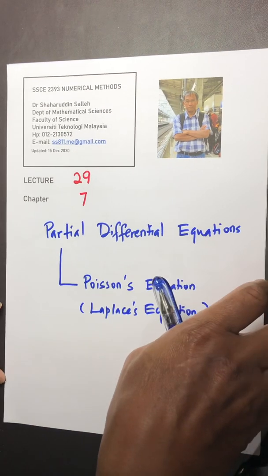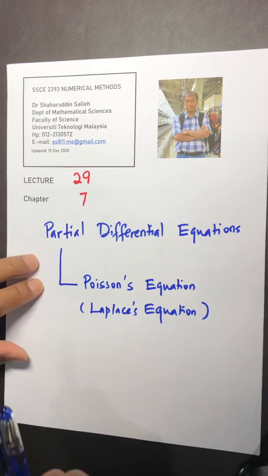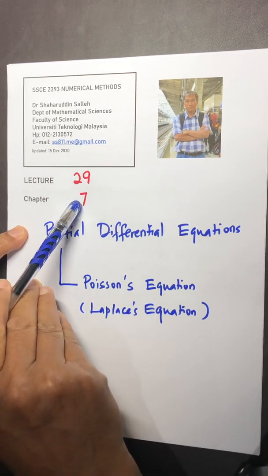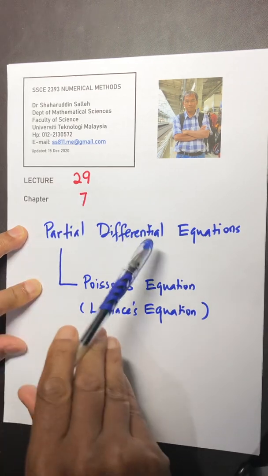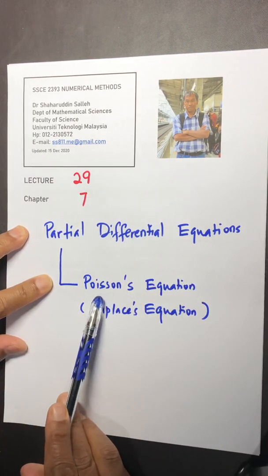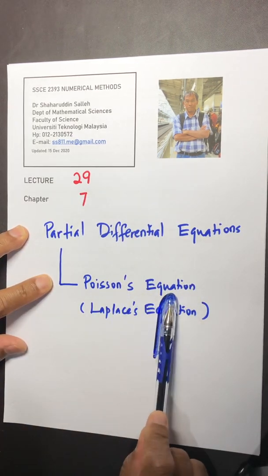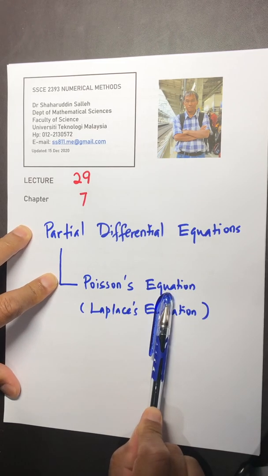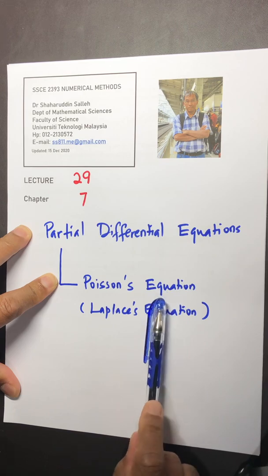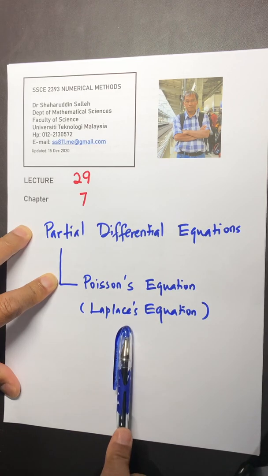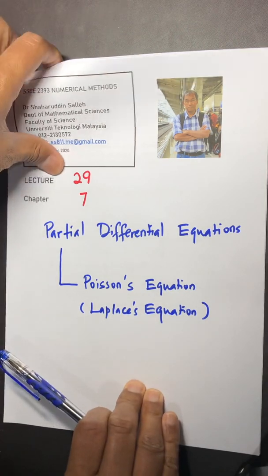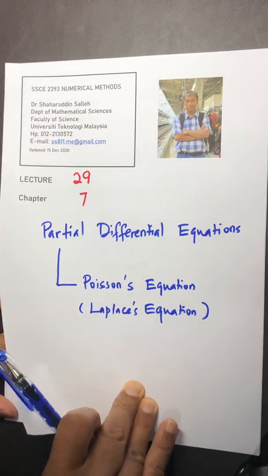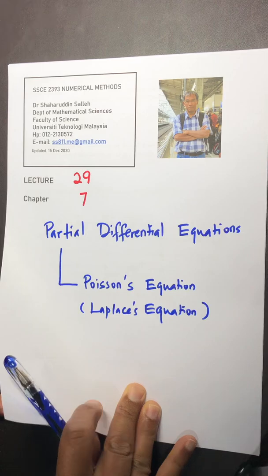Assalamualaikum. We now discuss the second topic in this chapter, chapter 7, partial differential equations. The method we are going to discuss will be Poisson's equation problem. This is a boundary value problem. The finite difference method will be applied to solve this problem. With Poisson's, we should also be able to solve something similar called the Laplace equation.